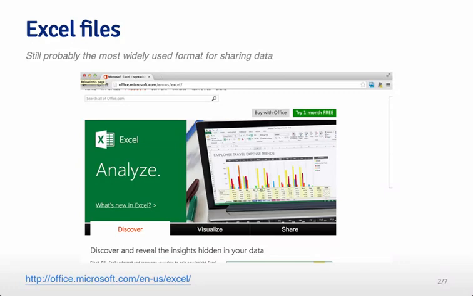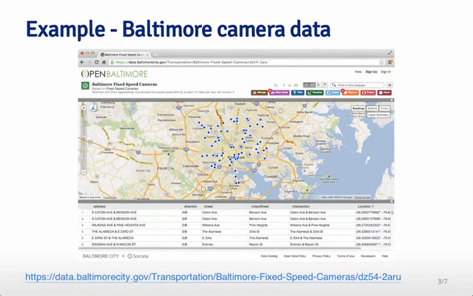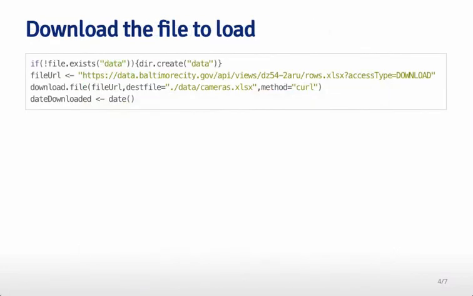The problem for you is that when you're analyzing data with a scripting language like R, you need to be able to extract the data out of those files so that you can do downstream analyses and processing on them. So we're going to go back to the Baltimore camera data. I guess I must be getting a lot of speeding tickets lately because I've been thinking about this data set a lot. And so now we're going to actually download the Excel version of this data set.